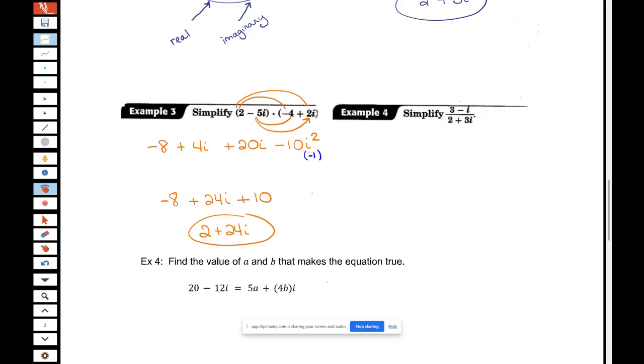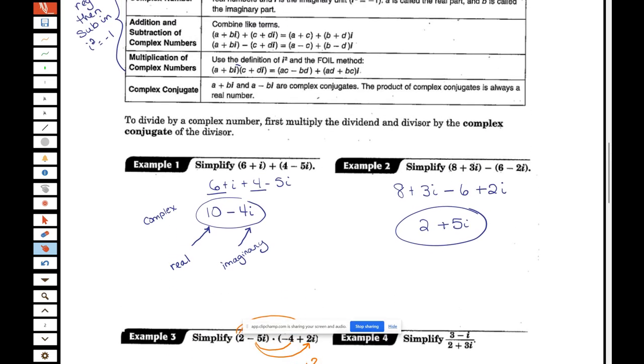All right, example 4, we have to talk about complex conjugates. We cannot have i in the denominator of a rational expression any more than we like to have a square root in the denominator or 0 in the denominator. So what we are going to do is use the idea of a difference of squares to make the i's on the bottom cancel out. And that is basically what we call a conjugate.